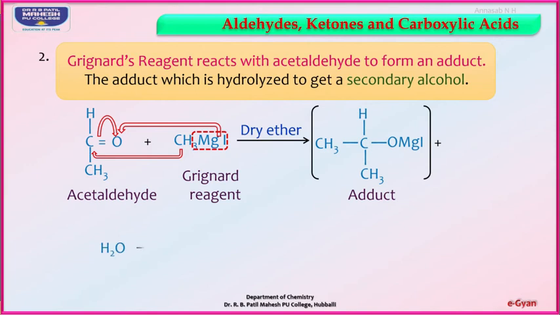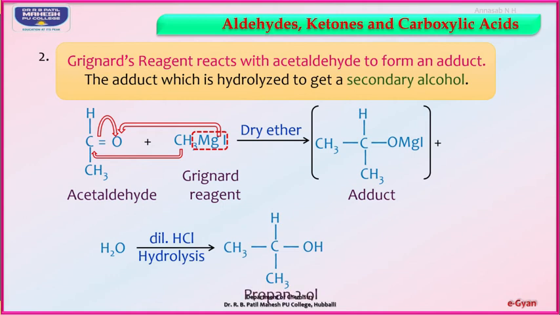And that adduct, which is treated with water in presence of dilute HCl, forms secondary alcohol. Secondary alcohol, because there are two CH3 groups attached to the carbonyl carbon of the original aldehyde, and MgI is replaced by hydrogen atom. So we can see here OH. So the name of the compound is propan-2-ol or 2-propanol.